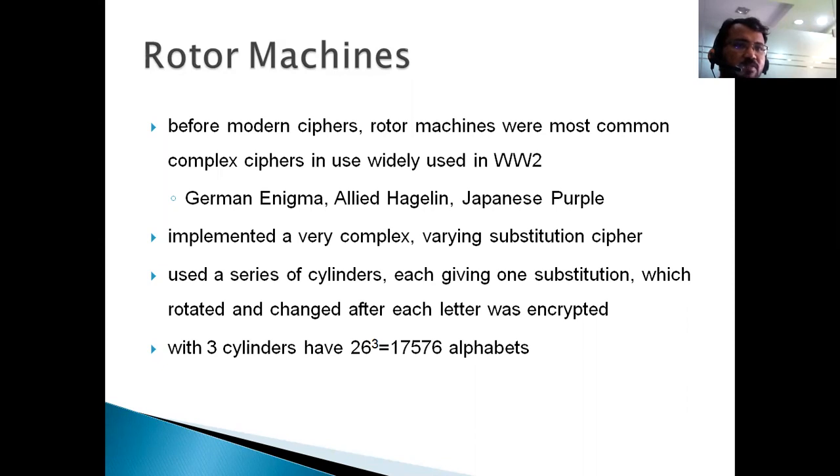First, the character will be substituted, and the output will be given to the second cylinder. The second cylinder once again performs the substitution operation, and passes it to the third cylinder. Like that, multiple substitutions will be there. If we have a three-cylinder rotor machine, then we have 26 to the power of 3, that is 17,576 possible substitutions. So your message can be substituted in about 17,000 ways. That is the advantage of the rotor machine.